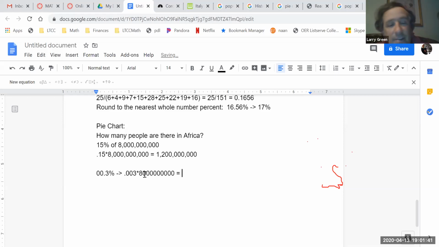And when you do that, you can use a calculator if you want. Okay, 8 times 3 is 24, but you got to make sure you get all the decimals right. But you get 24 million.